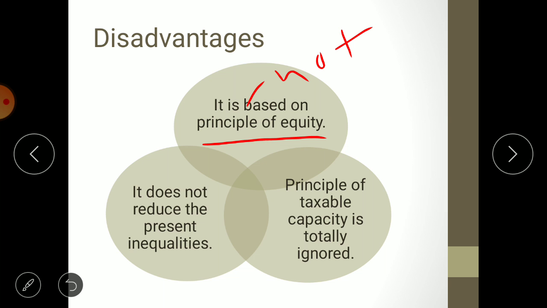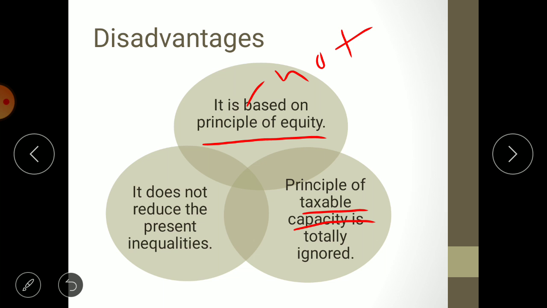Principle of taxable capacity is totally ignored. See, what is taxable capacity? Taxable capacity simply means your ability to pay the tax. Whose ability is more? The rich's ability is more, definitely, and the poor's ability is less. So here we are ignoring the taxable capacity because we are charging tax from the poor as well. According to this system, the principle of taxable capacity is totally ignored.